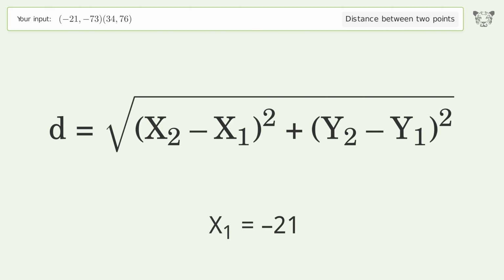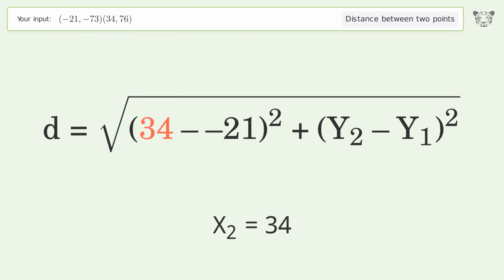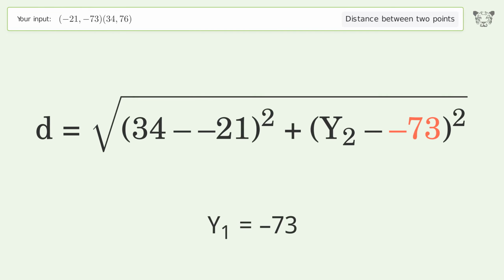x1 equals -21. x2 equals 34. y1 equals -73. y2 equals 76.